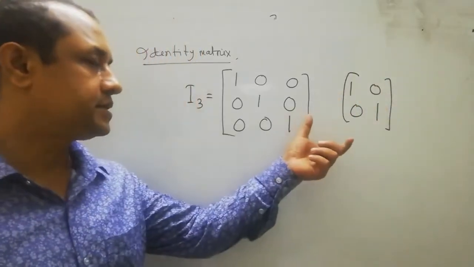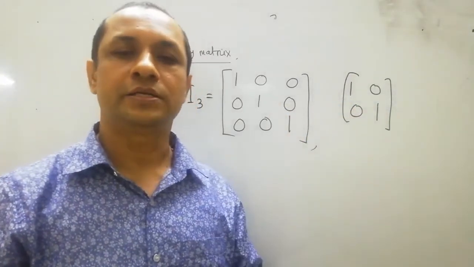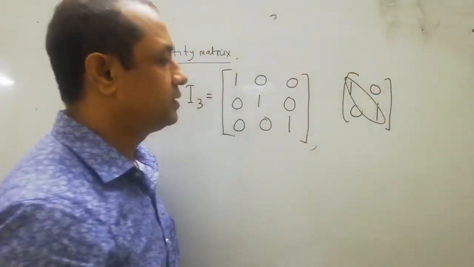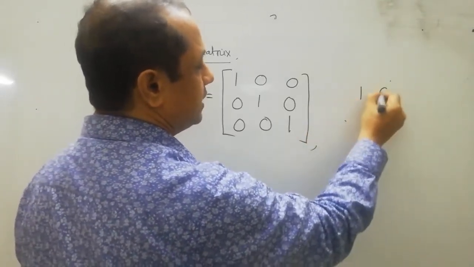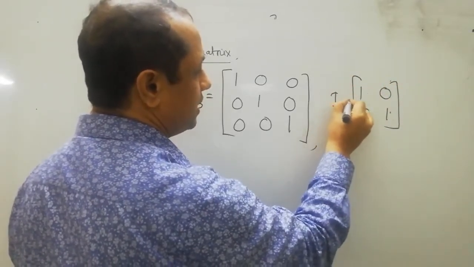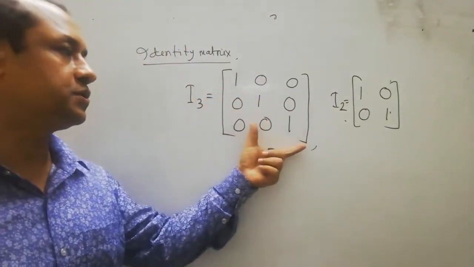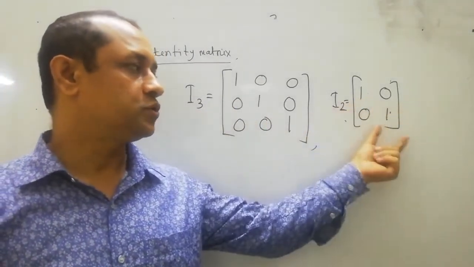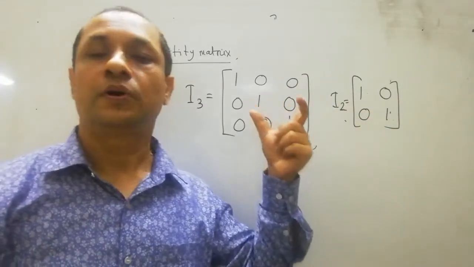An identity matrix is a scalar matrix with all entries in the principal diagonal equal to 1. So this is an identity matrix. Another identity matrix, 1, 0, 0, 1, is denoted by I2. This one, 1 0 0, 0 1 0, 0 0 1, is denoted by I3 or I. And the 2 by 2 matrix 1 0 0 1 is denoted by I2 or I.